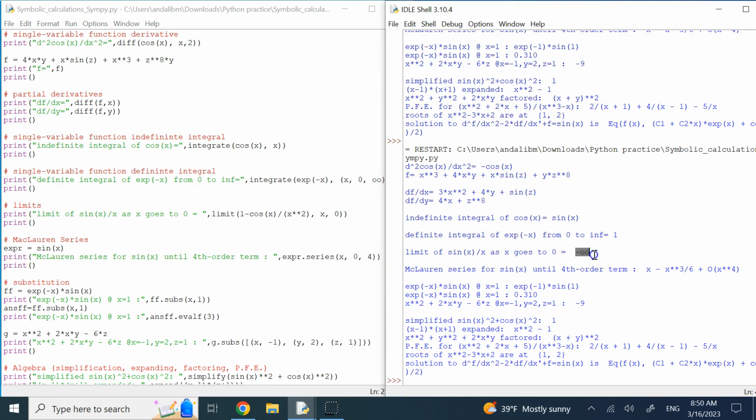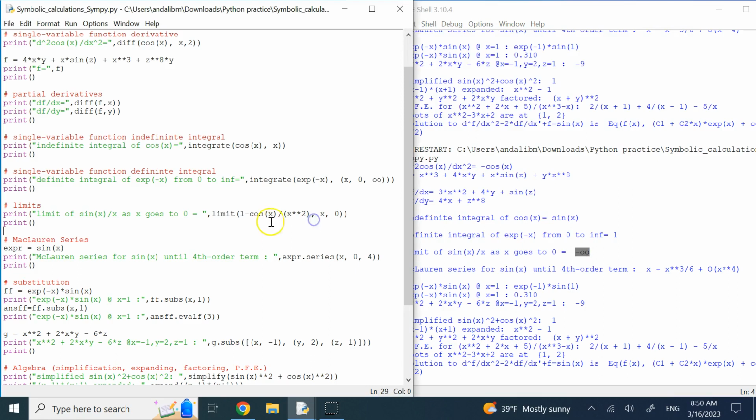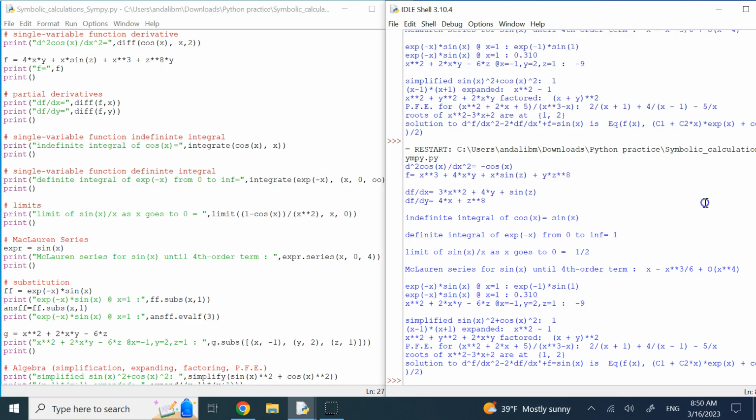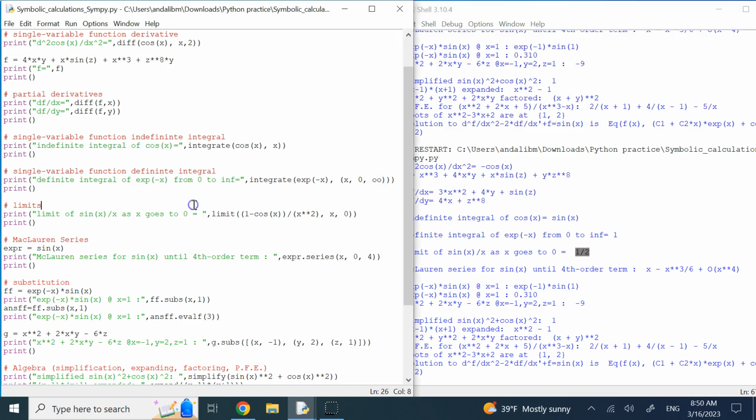Well, here it is telling me that it's infinity, and the reason is probably the cosine is divided by x squared, not the whole thing. So I need to put this 1 minus cosine in parentheses, so the whole thing is divided by x squared. And let me run it one more time for you. And the answer is 1/2 as expected. Okay, so you see that it is doing the job perfectly fine.